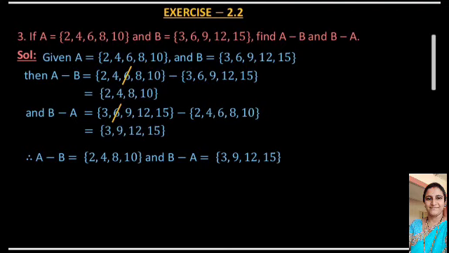Same as if you find B minus A, first you write the B set: set of 3, 6, 9, 12, 15, and the A set is set of 2, 4, 6, 8, 10. Then what are the common elements in this? 6. So in this we strike out the 6 in the B set. Then what is the answer? 3, 9, 12, 15. So if you observe, are the elements in A minus B the same as the elements in B minus A? No. So A minus B is not equal to B minus A.